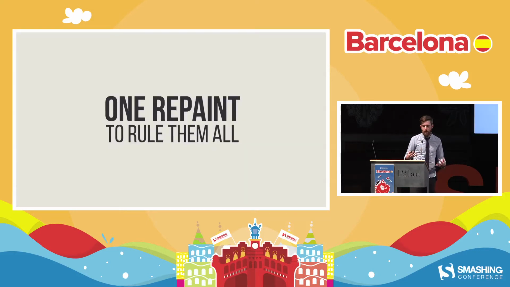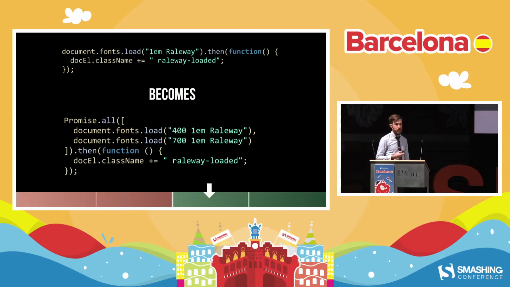So what can we do to work around the Mitt Romney web font problem? I'll give him full credit for that. We want to group our repaints into a single repaint for all of our font files. So here's what the syntax looks like for that.